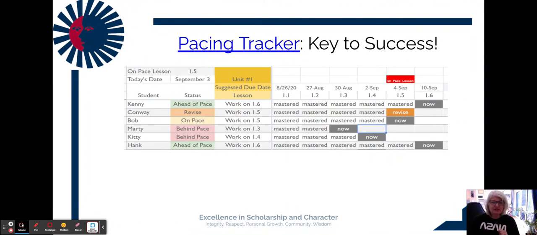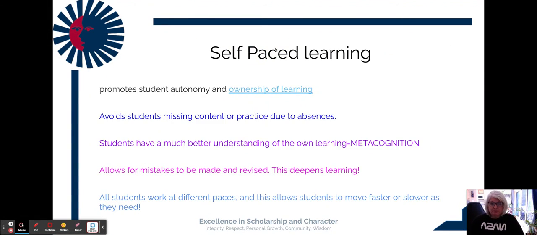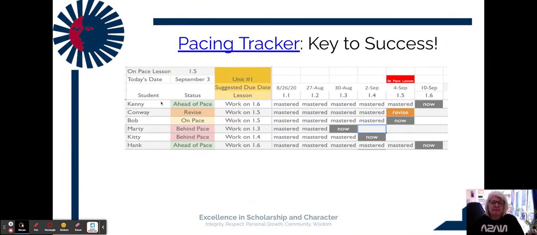So the pacing tracker, this is the key to your success. Let me show you our pacing tracker. I'm going to show you in class, but it will look a lot like this. So let's say Bob is in our class. Right here in this yellow column, it tells him what he is working on. It shows that he's mastered lesson 1, lesson 2, lesson 3, and lesson 4 of unit 1. He is currently working on lesson 5. And if you notice, he is on pace.